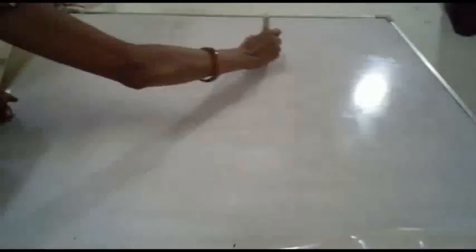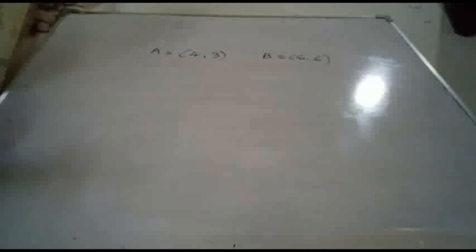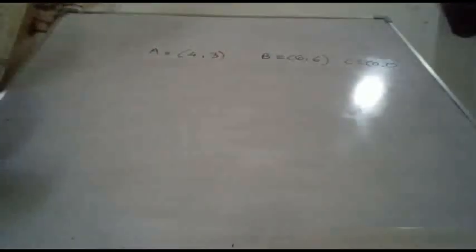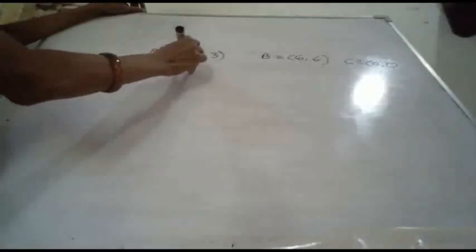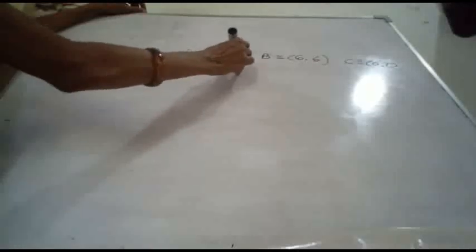Next question. Coordinate of point A is 4, 3. Point B is 6, 6. Point C is 0 and 1. Write the vectors OA, OB and OC. Vector OA is equal to 4i plus 3j.